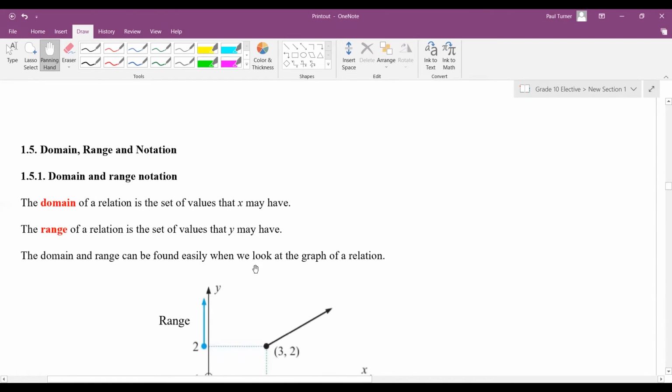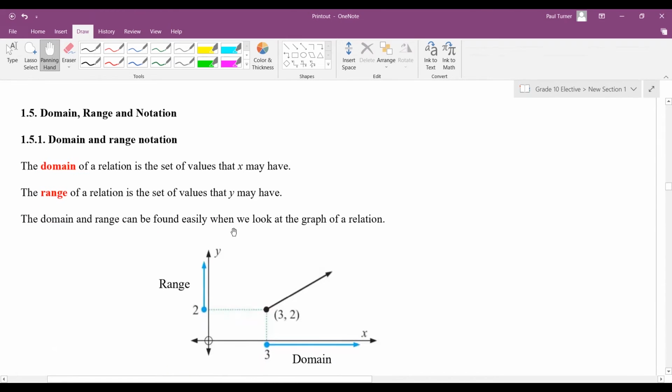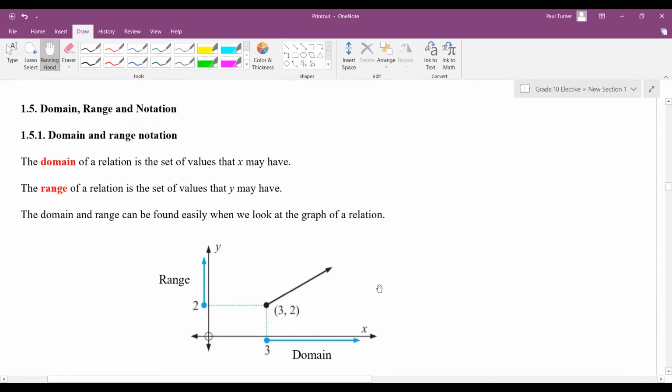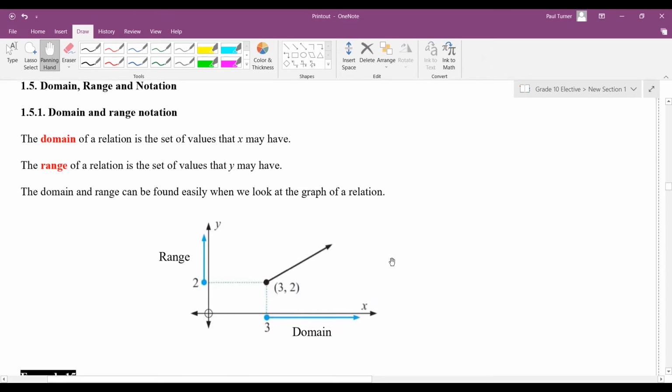But I wanted to talk about domain and range. Okay, so let me talk about this a little bit. Now, if you have a graph, let's take a look at the definition. The domain of a relation is the set of values that x may have. And the range of a relation is the set of values that y may have.